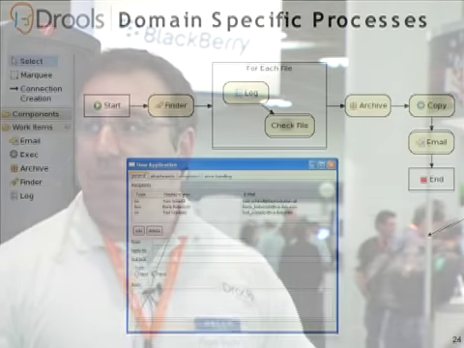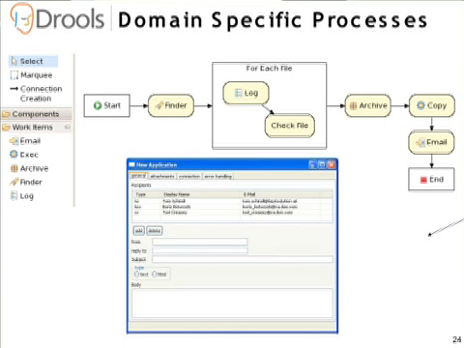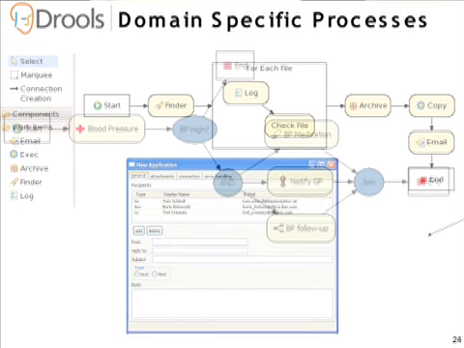We have domain-specific processes. That means we can define custom palettes, and there's an API for this. It takes about an hour to do one. Here's example one, where we have a finder that goes to disk, iterates each of the files that come back, logs them, has some rules to check what goes on in those files, zips them up, copies them somewhere, and emails them. These domain-specific processes support customizable editors, and it's a very slick API to start to do domain-specific processes.